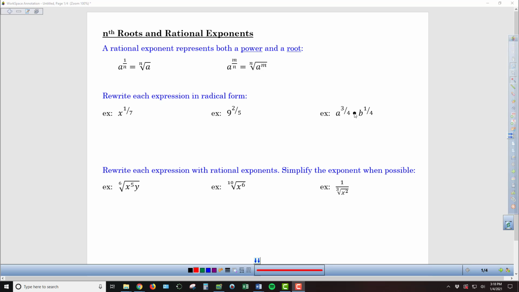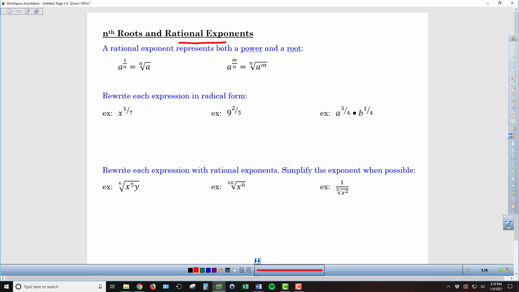We've dealt with roots, square roots, cube roots. We've dealt with exponents, but here we combine them into what are called nth roots and rational exponents. And so a rational exponent just means that it's an exponent that is a fraction. A rational expression is just code for a fraction involving a variable.